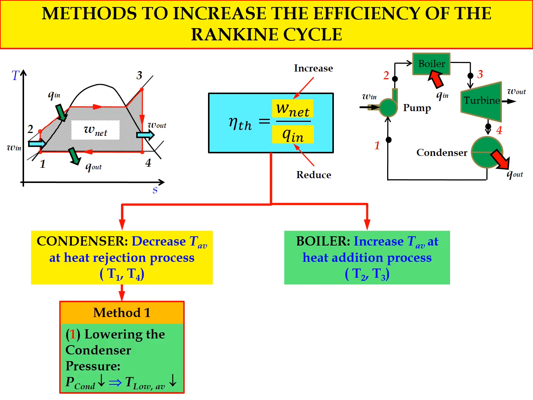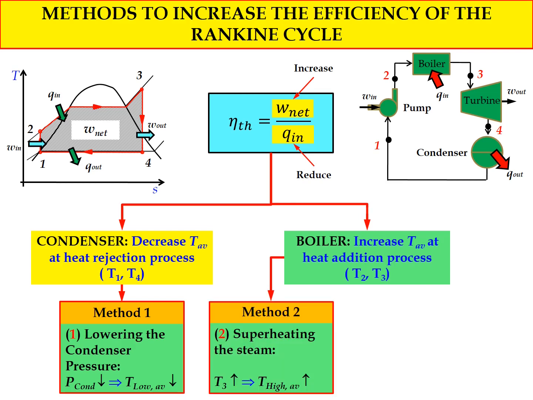In terms of methods, under the modification at the condenser, where we decrease the value of T average during the heat rejection process, the first method we can use is lowering the condenser pressure. When the pressure of the condenser reduces, T low average, which means the temperature in the condenser, will also decrease.